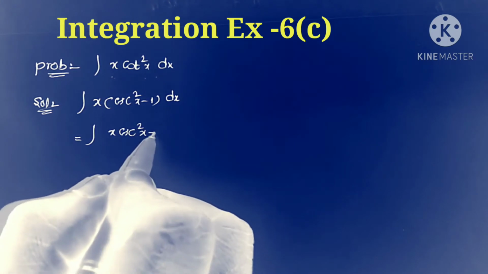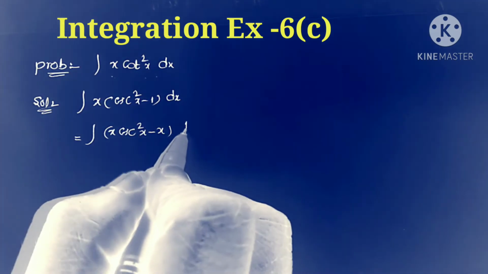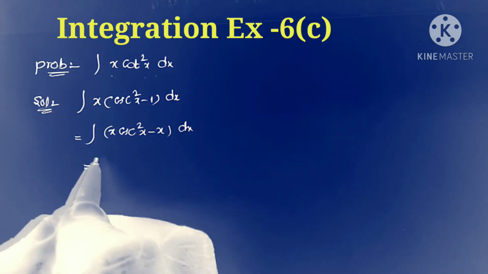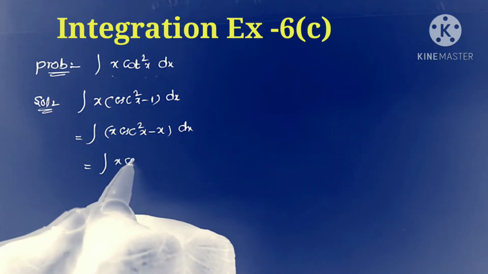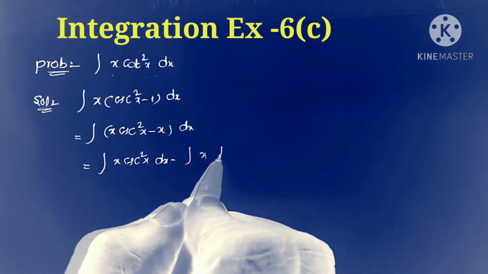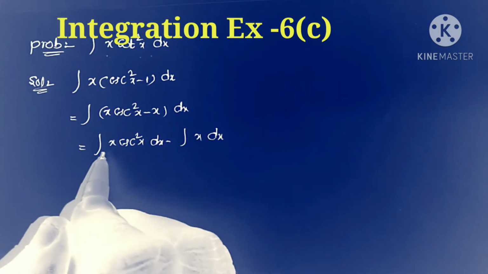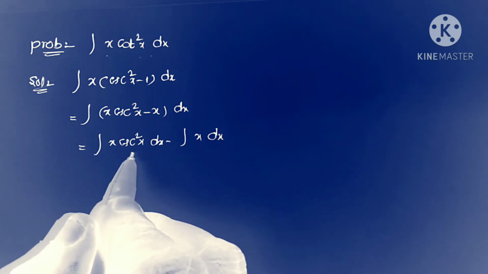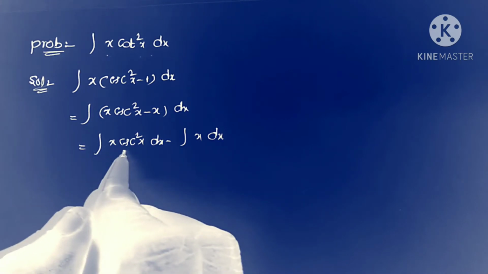Multiplying the two terms by x, we get x into cosecant square x minus x into dx, and this is equals to integral x cosecant square x dx minus integral x dx. Now we are taking the integrations. This is the product of two functions, so we take the formula integral fg. Now what are f and g here?